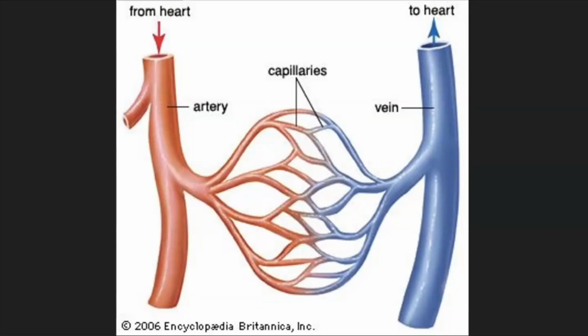If you want to say what an artery is, always remember this. An artery is a blood vessel that carries blood away from the heart. Once that blood vessel is carrying blood away from the heart, it's an artery. Any blood vessel that is carrying blood to the heart is known as a vein. And in between them, the blood vessels that connect arteries to veins are called capillaries.